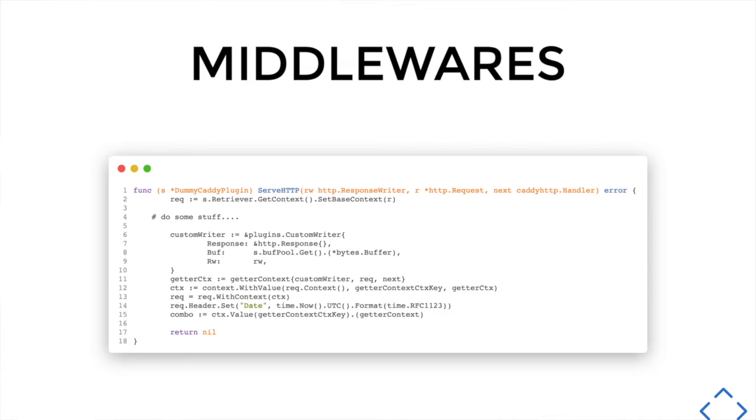So, for example, here I implemented the ServeHTTP interface. That's the Caddy handler interface, and the first parameter is the response writer, the second one is the request, and the third is the next handler to call. And here I override the request context with the setBaseContext. That's an internal method in Souin. So I define a new writer, and after that I'm just overriding the context, and I return nil.